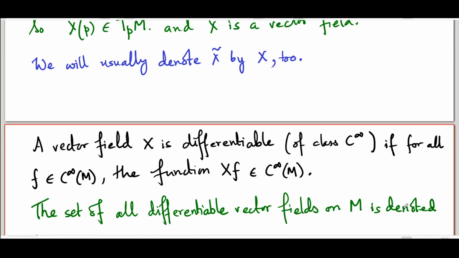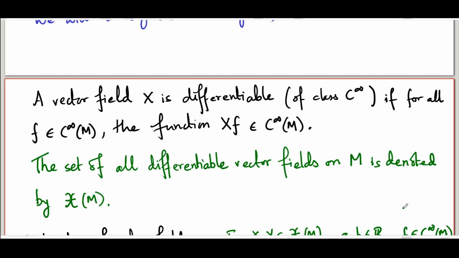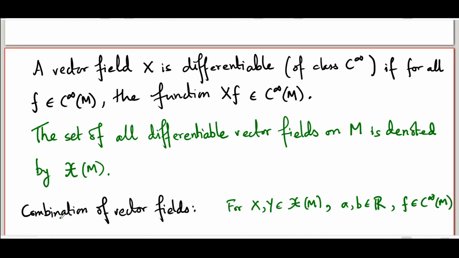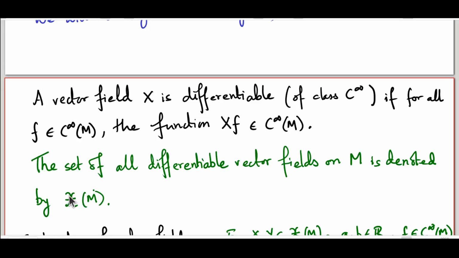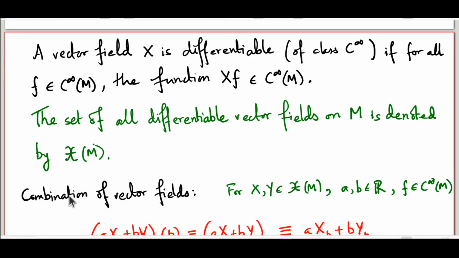Now, the set of all smooth vector fields on M is denoted by this rather crazy looking symbol, really the fraktur X of M. And this is really the collection of all differentiable, by which I mean smooth, vector fields. A natural question to consider now would be the question of combining vector fields with each other. And we will stick to just smooth vector fields for the time being. So let us consider a situation where X and Y stand for smooth vector fields. That is, they belong to this fraktur X of M set.